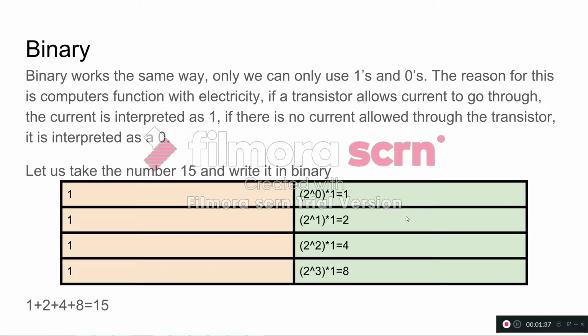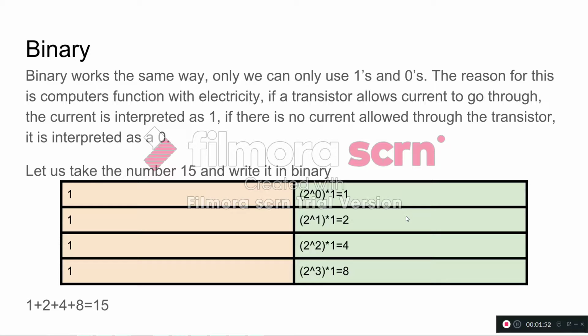If a transistor allows a current to go through, the current is interpreted as 1. If there is no current allowed through the transistor, it is interpreted as a 0, and that's actually how computers work. So let us take the number 15 and write it in binary.